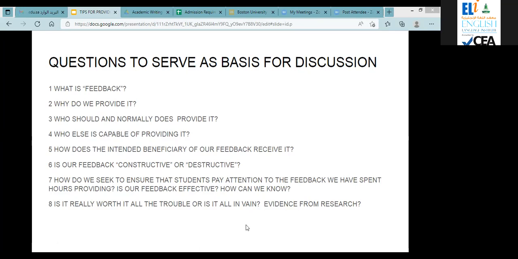Of course, the intended beneficiary is the student, the recipient of our feedback. How does he receive it? How does she receive it? Usually, what's the reaction? Positive, negative?